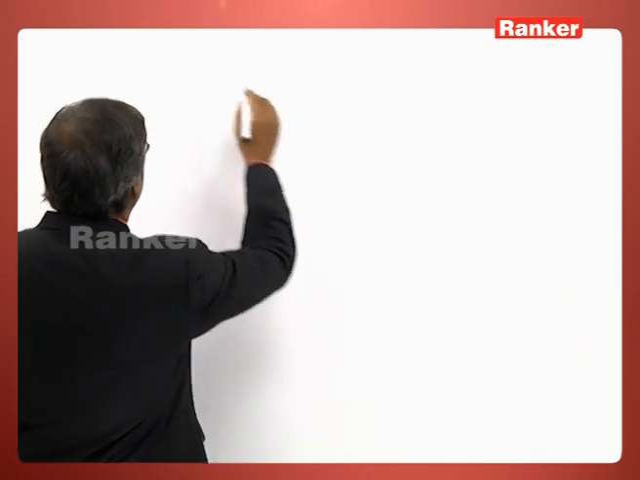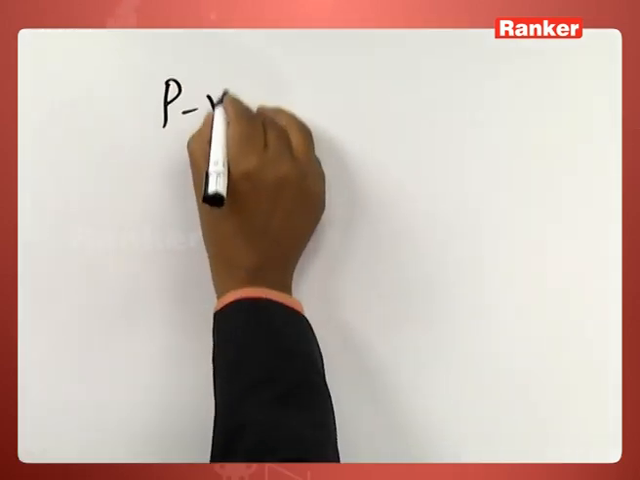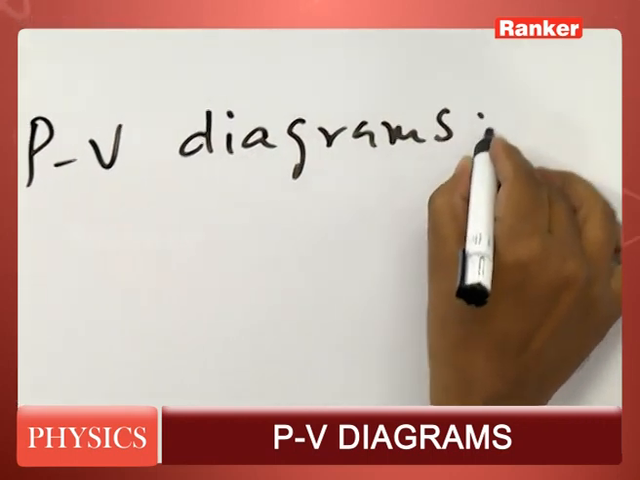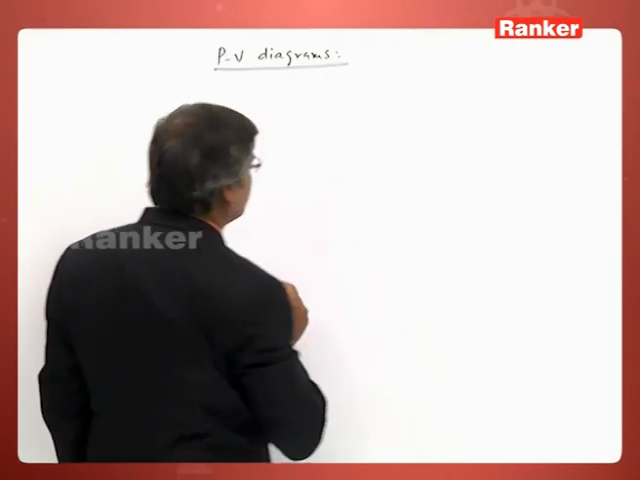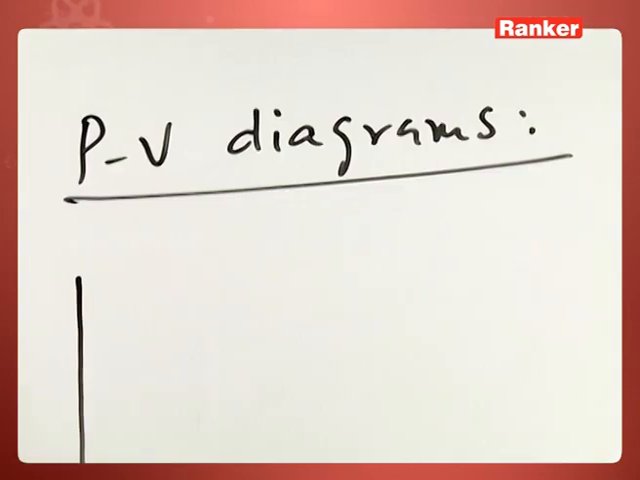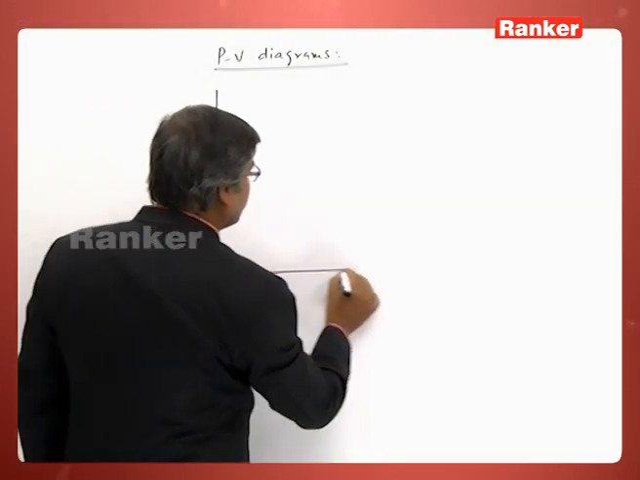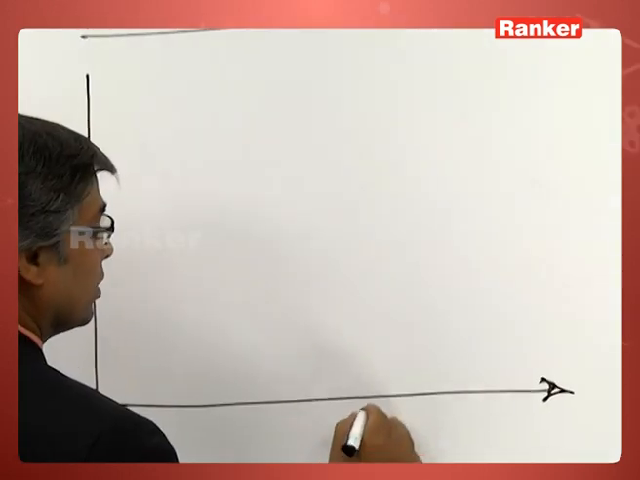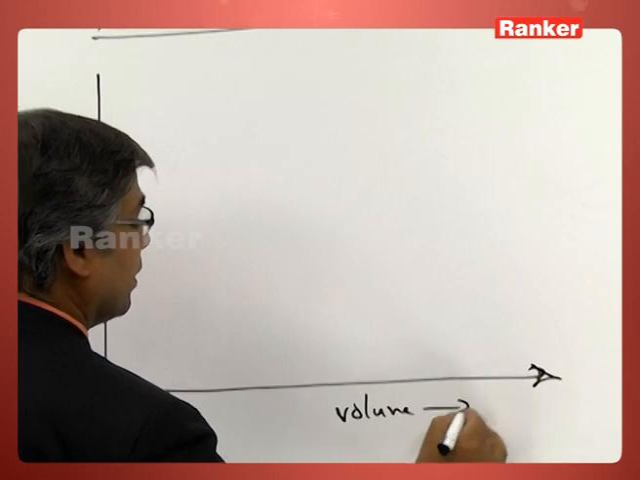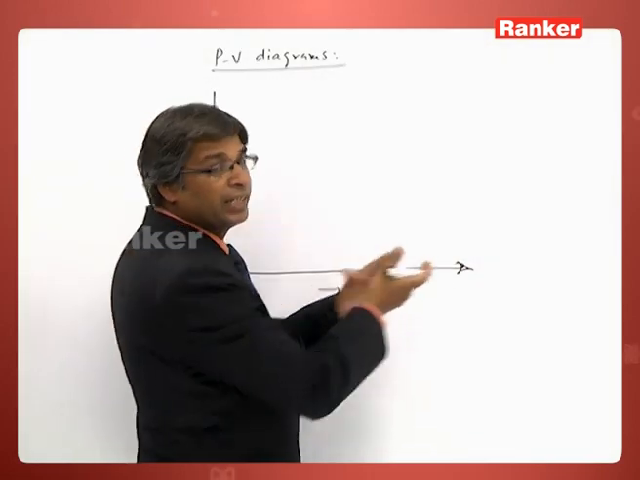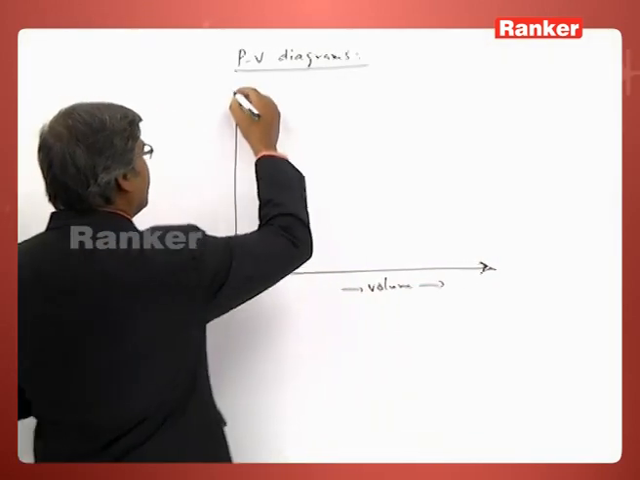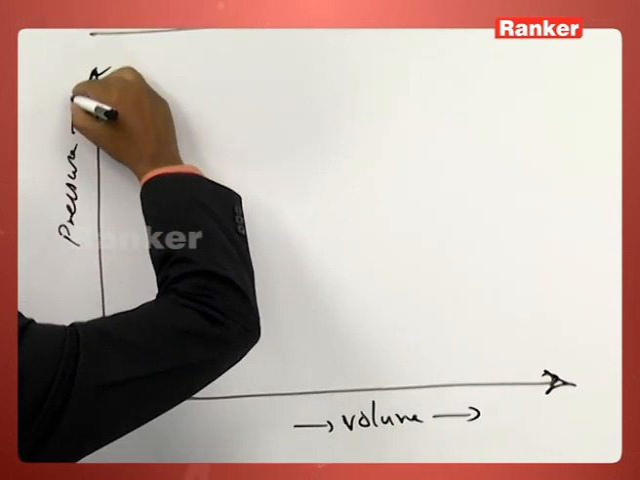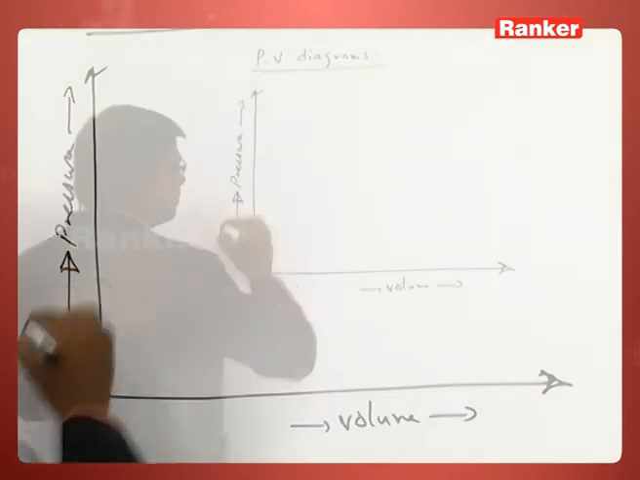So, PV diagrams. Here we plot volume along this side; this is the direction of increase of volume. Here we have plotted pressure. So, along the y-axis the pressure increases.